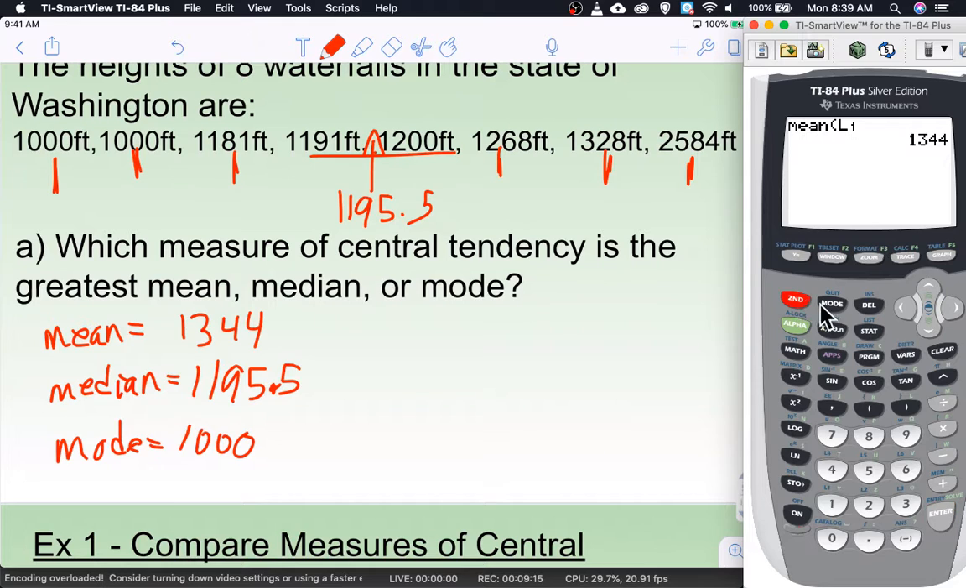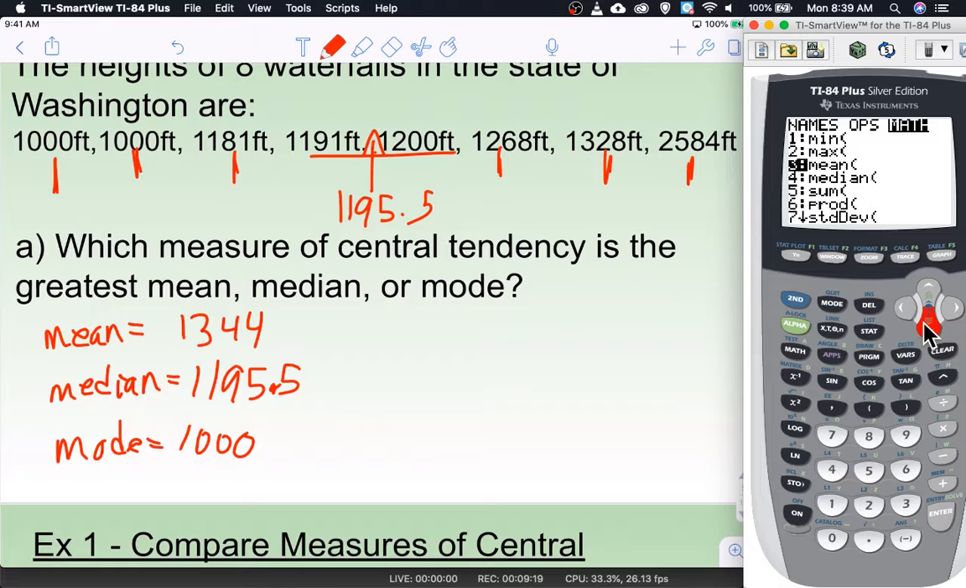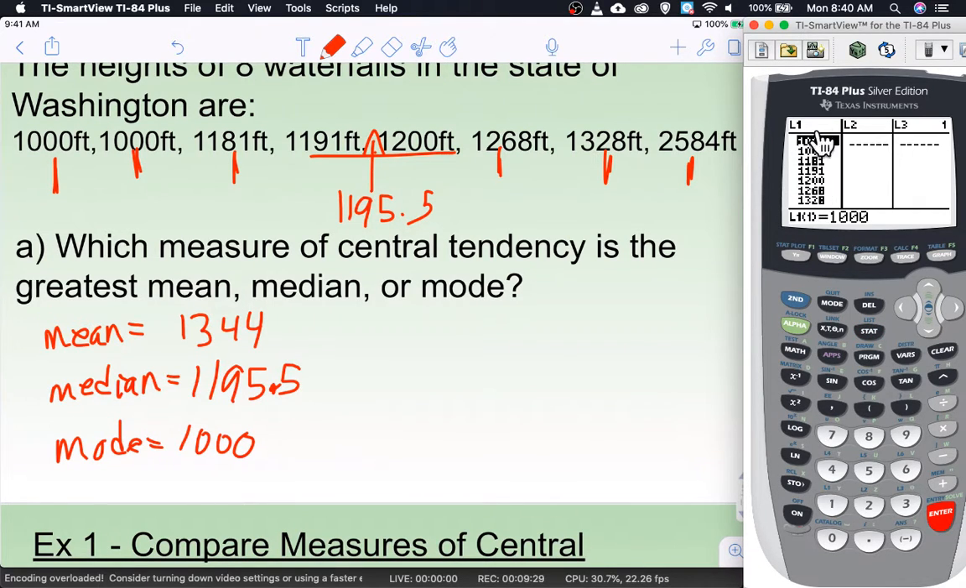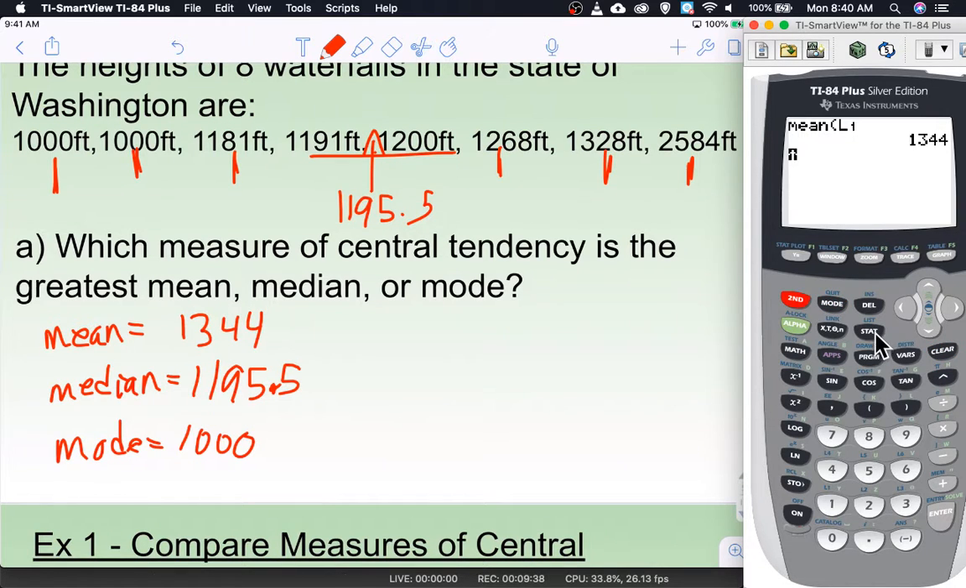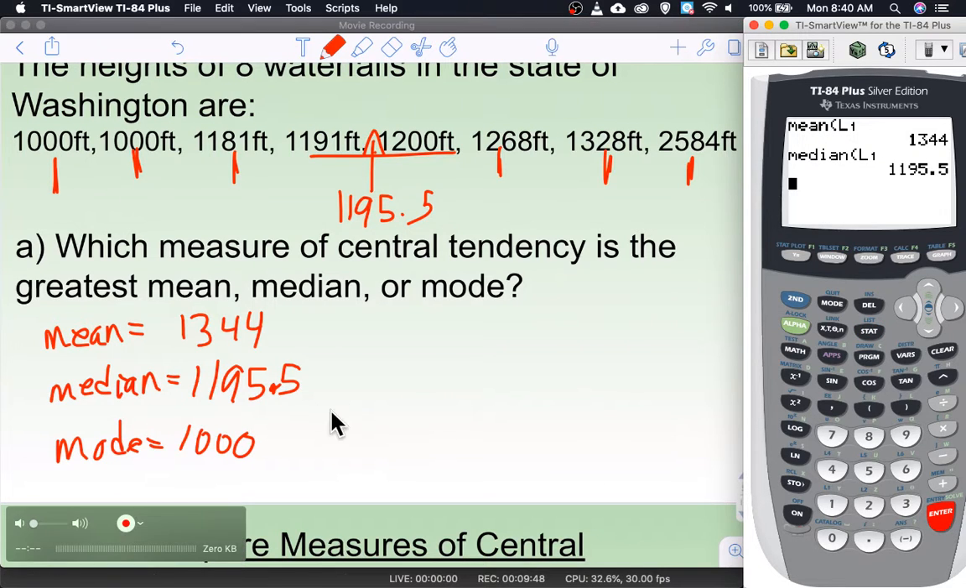And if I find the median, second list, go over to math, median. And the reason why I'm choosing L1 is, in here, if I go back and edit, this is my list 1. That's my L1. You could have multiple lists going at the same time. So you have list 1 and list 2 and list 3. Okay, but we want to find the median. Number 4, median of second list, list 1, and look at that.